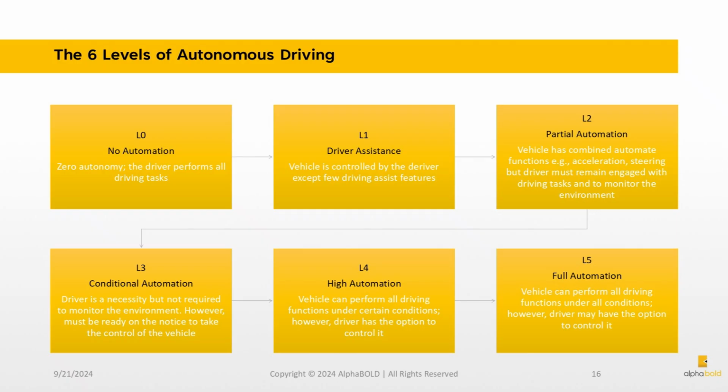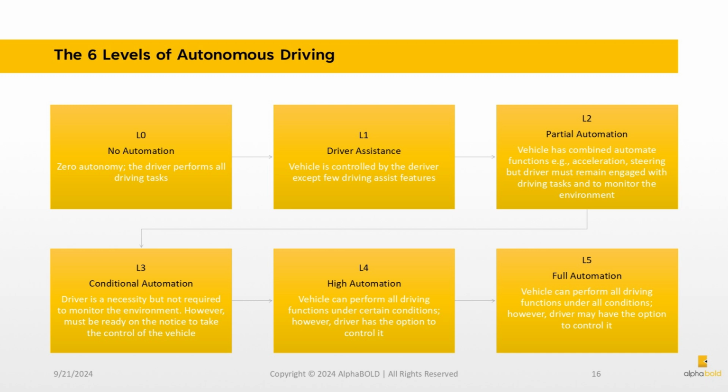The 6 levels of autonomous driving. In L0, the driver performs all driving tasks. As we move up the levels, the vehicle takes on more responsibility, with L1 offering driver assistance features, L2 combining automated functions like acceleration and steering while requiring driver engagement, and L3 allowing conditional automation where the driver is not required to monitor the environment but must be ready to take control.